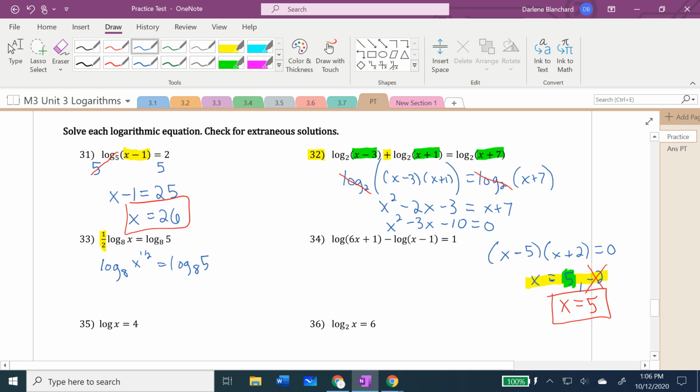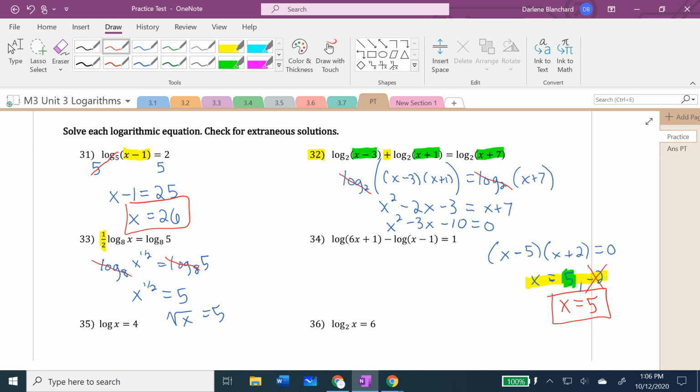And if you recognize that the 1/2 power is the same thing as square root, you can change that to square root. You do not have to. At this point, are we now ready to undo the logs? Good. So those undo each other, and you have x to the 1/2 power equals 5. You might see it better if you write it as the square root of x.